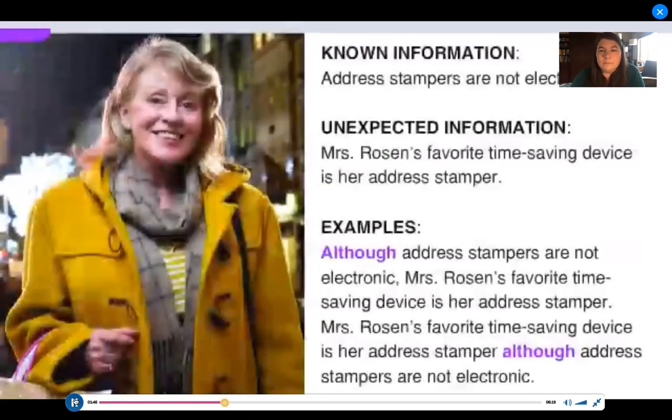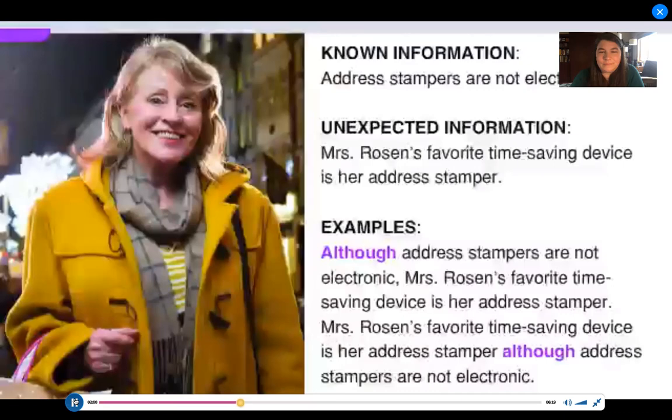Known information. Address stampers are not electronic. Unexpected information. Mrs. Rosen's favorite time-saving device is her address stamper. Examples. Although address stampers are not electronic, Mrs. Rosen's favorite time-saving device is her address stamper. Mrs. Rosen's favorite time-saving device is her address stamper, although address stampers are not electronic.